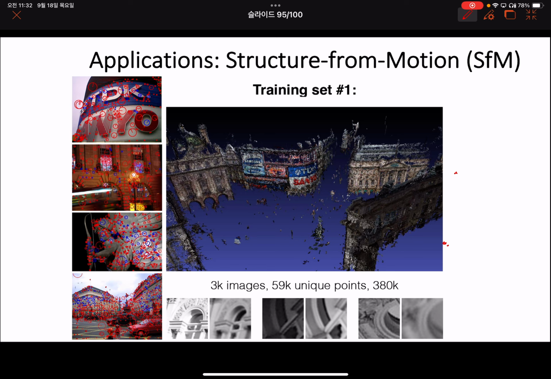Based on the detected correspondences between adjacent frames, we lift them into 3D space so that we can recover 3D structure from motion. That is why we call this structure from motion. We can recover 3D structure from camera motion. That is why we say this is structure from motion.